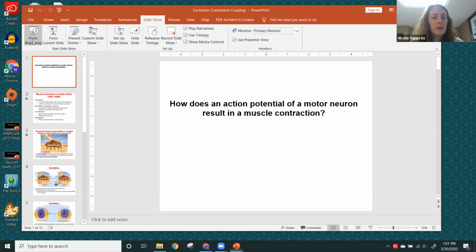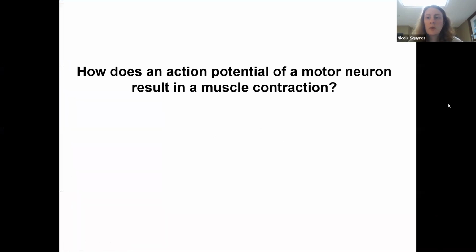Right. In this lecture, we are going to look at excitation-contraction coupling, which are some of the first steps of how a muscle contracts. So let me share my screen. All right, so what we're really asking here, and what we're going to look at over this lecture and the next, is how does the action potential of a motor neuron result in the contraction of a muscle?